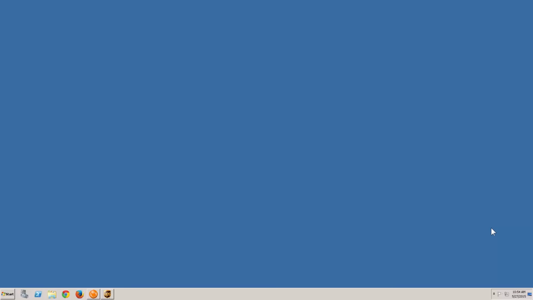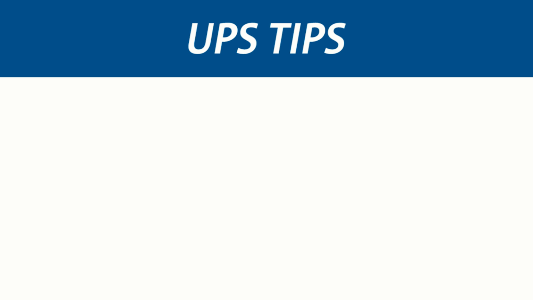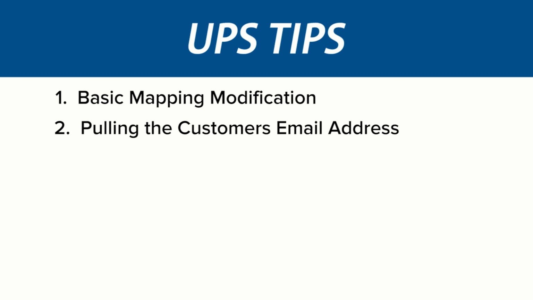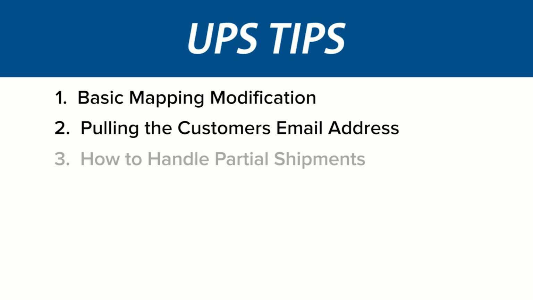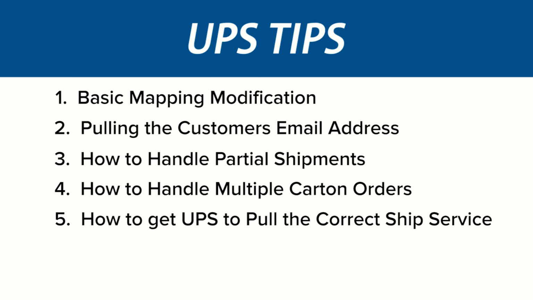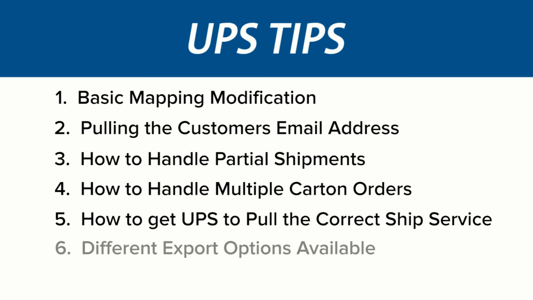In this video, I'm going to go over a couple tips and tricks when dealing with the integration between UPS WorldShip and Fishbowl. The tips that I'm going to go over are how to modify mappings. We'll talk about the email address mapping, how to deal with partial shipments, how to deal with orders with multiple cartons, how to get the correct ship service to come over from Fishbowl into WorldShip, different exports such as total cost or no cost, and finally batch importing.